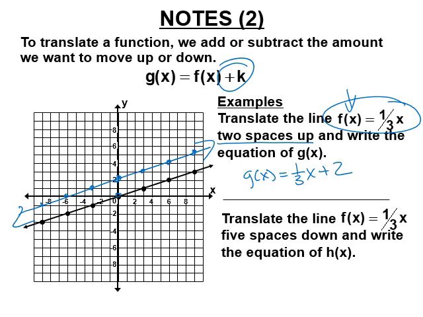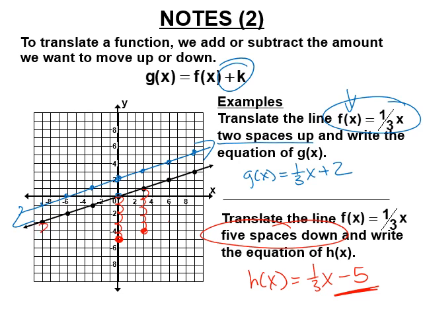So start back at the original one, 1/3 x, and go 5 spaces down. And now since we have a third one, I'm going to call that one h of x, because h is the next letter. So we start at 1/3 x, 5 spaces down, 1/3 x minus 5. Right, we're going 5 spaces down, right? We better be at a y-intercept of 0, -5. Right? All of these should be parallel to each other.